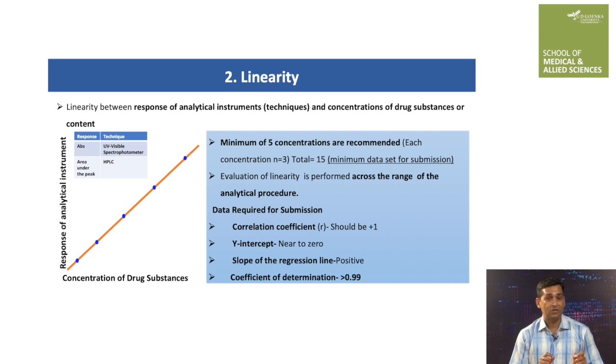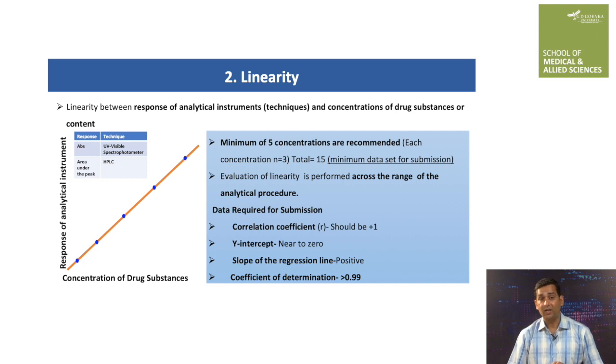Linearity is the second parameter of analytical method validation. Linearity means the responses of the analytical instrument or technique must be linear with the concentrations of the drug. Here, the response depends upon which analytical technique is being used. For example, if we are using UV visible spectroscopy, the response would be absorbance. If we are using HPLC, the response would be the area under the peak.